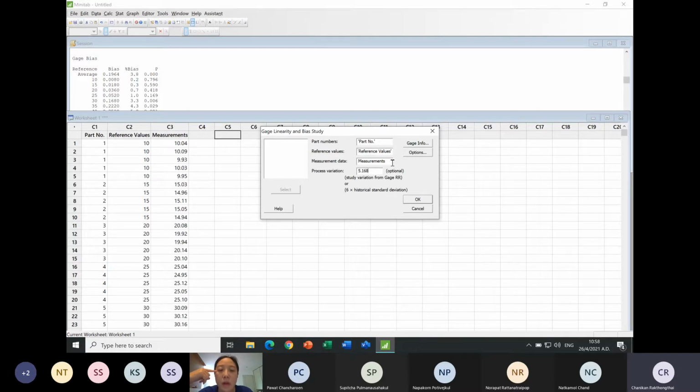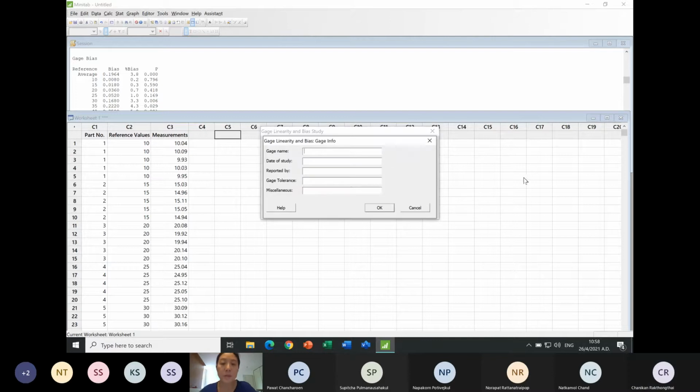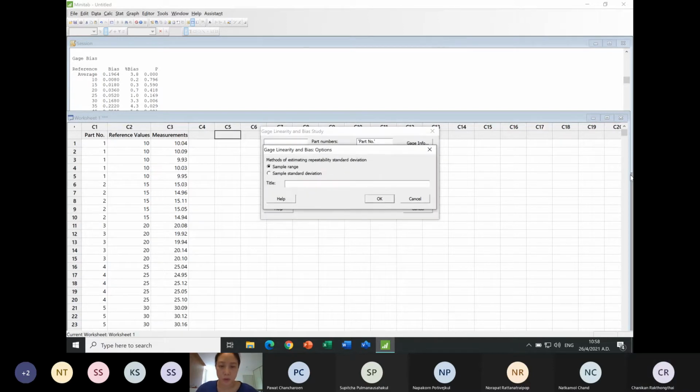Try clicking on Gauge Info and Options. In Gauge Info, okay, you can put the name and the date of the study, but you don't have to. In Options, for the method for estimating repeatability standard deviation, you can use sample range or sample standard deviation. Either one is fine. The default is sample range, but actually it's better if you use sample standard deviation.